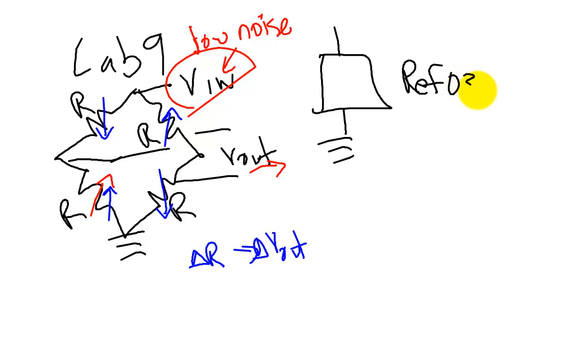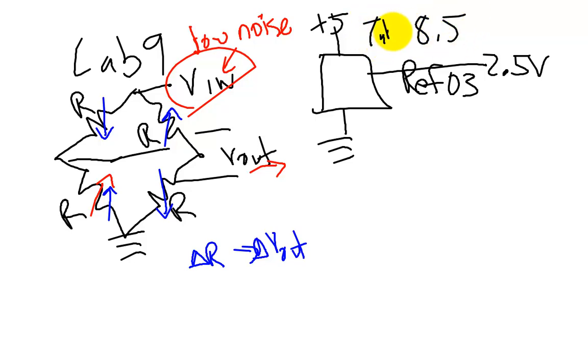Okay, what number is it? 03, something like that. There's a table in the book of reference voltage, of reference chips. Oh yeah, let me give you the table number. Okay, it's in chapter 8. Sometimes the index works, and sometimes it doesn't. In this case, it did work. Okay, it's table 8.5.